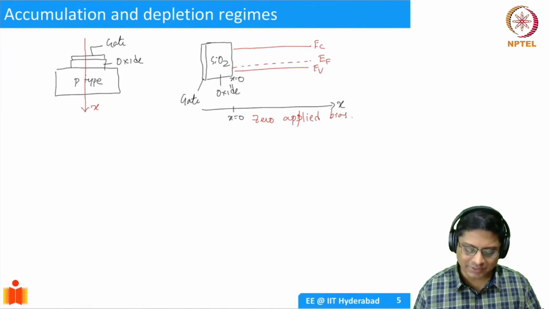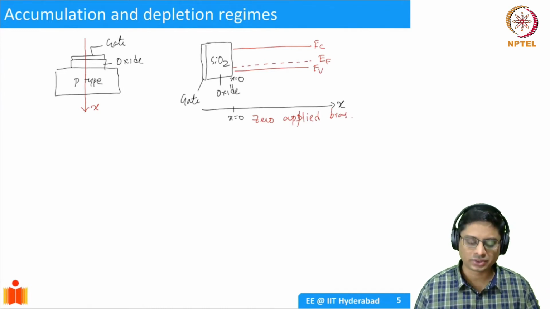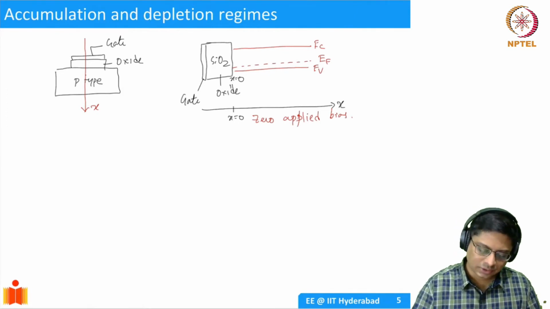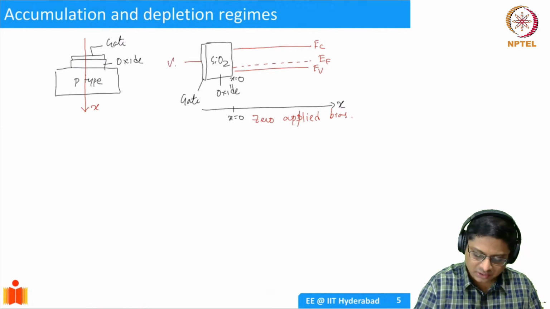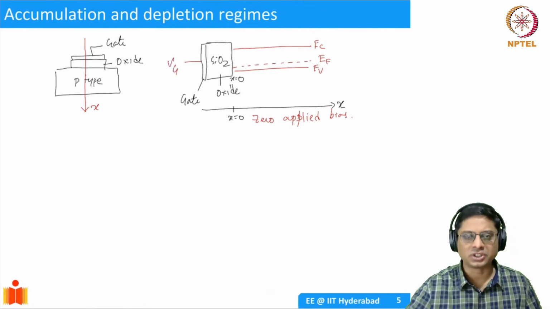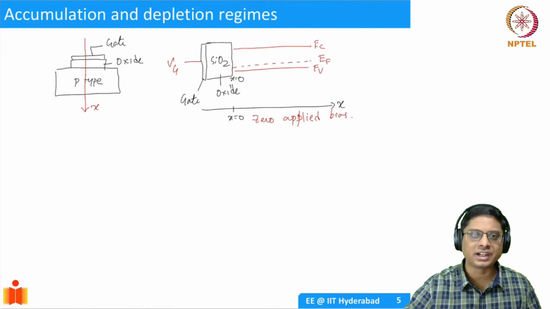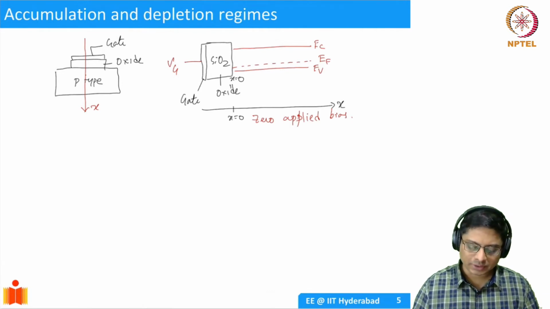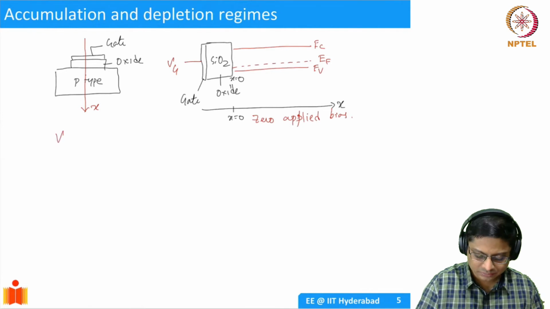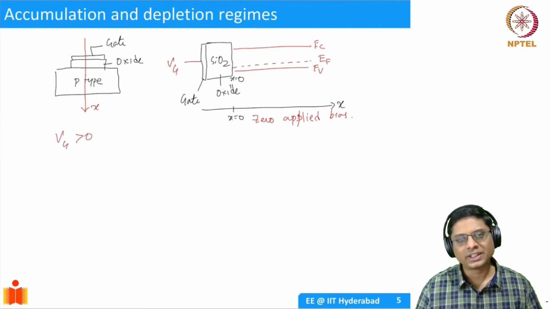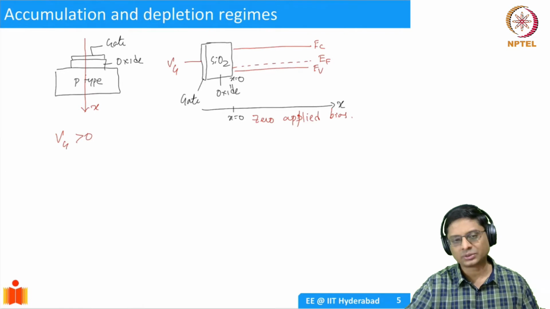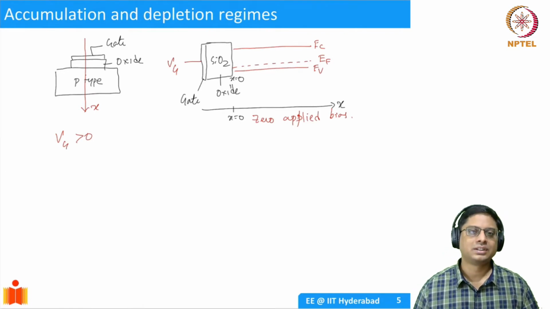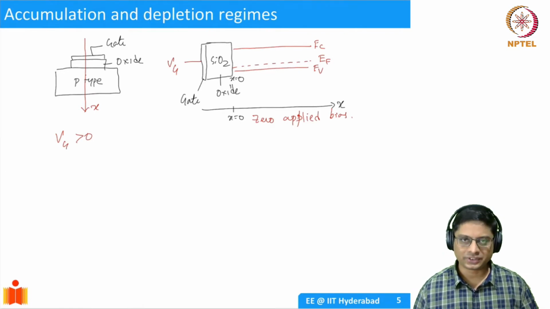What happens as I apply a gate voltage? If I apply a positive gate voltage, what do we expect? Now this is VG, and of course there's a counter terminal in the substrate. We're not showing it; the substrate is semi-infinite. Now if I apply VG greater than 0, what did we say? We said that if the gate voltage is positive, then that's going to drive the holes away from the silicon dioxide interface, and that will create depletion.